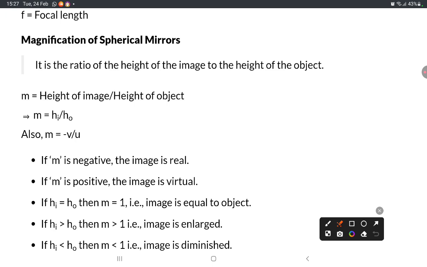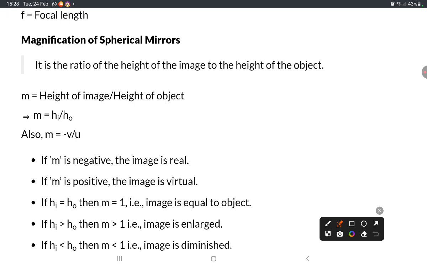Important conditions. If m is negative, the image is real. If m is positive, the image is virtual.